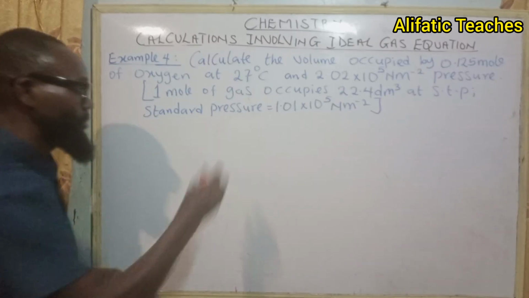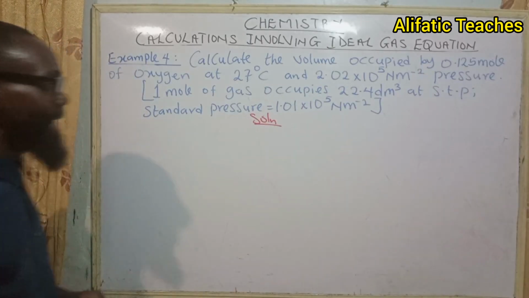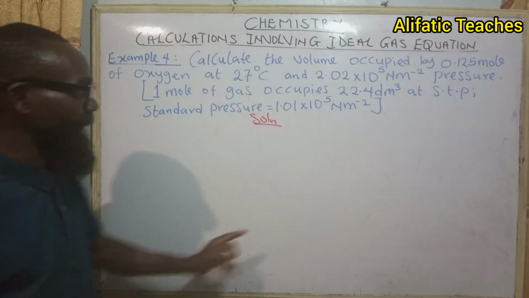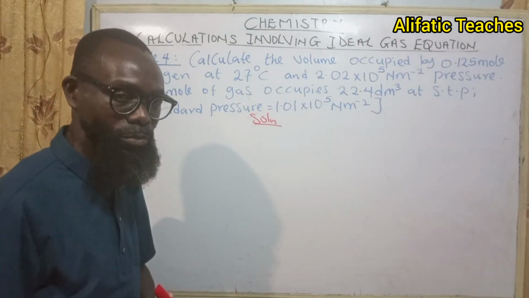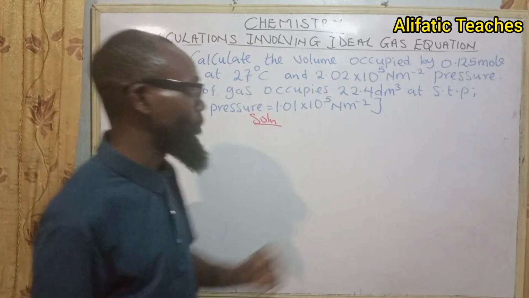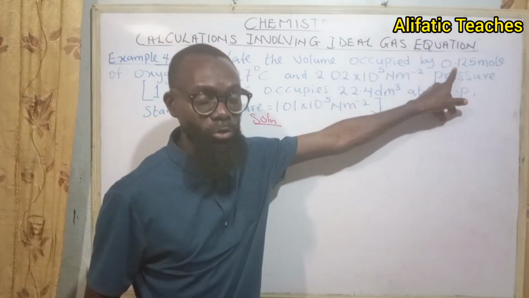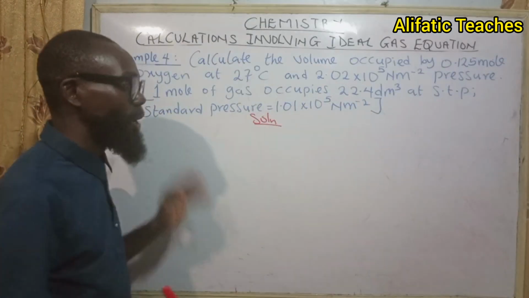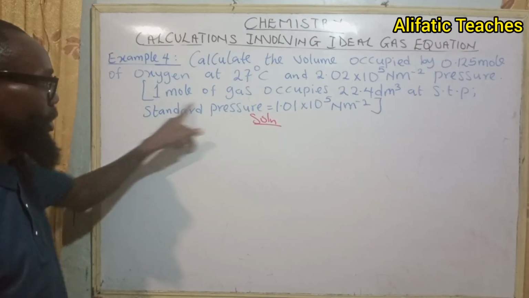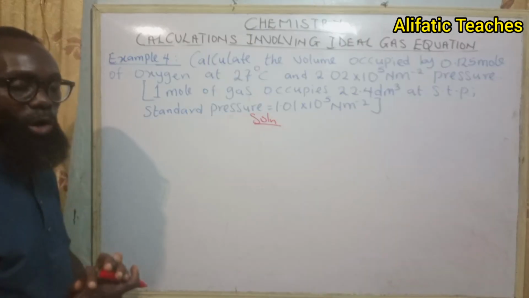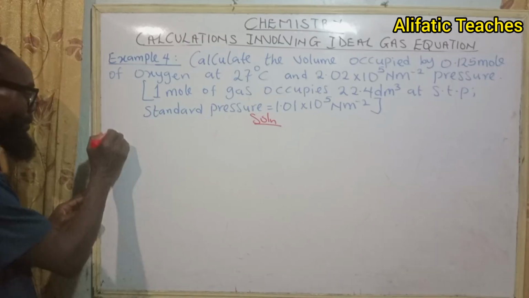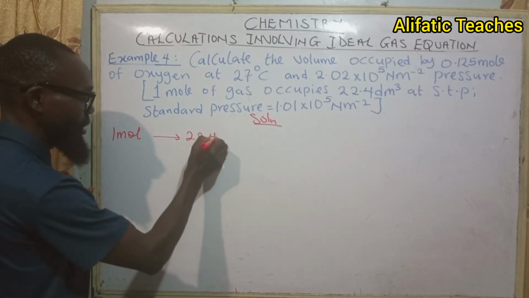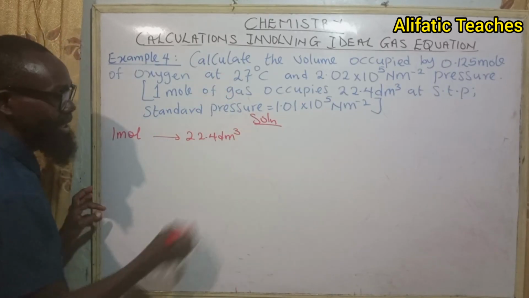Now let's go on. Calculate the volume occupied by 0.125 mole of oxygen. Please, to calculate this volume, this is not the first volume. The volume 1 will be the volume occupied by this amount of oxygen. Now you are given the amount of oxygen, and we are told that 1 mole of gas occupies what? 22.4 dm cube. 1 mole occupies 22.4 dm cube at STP.